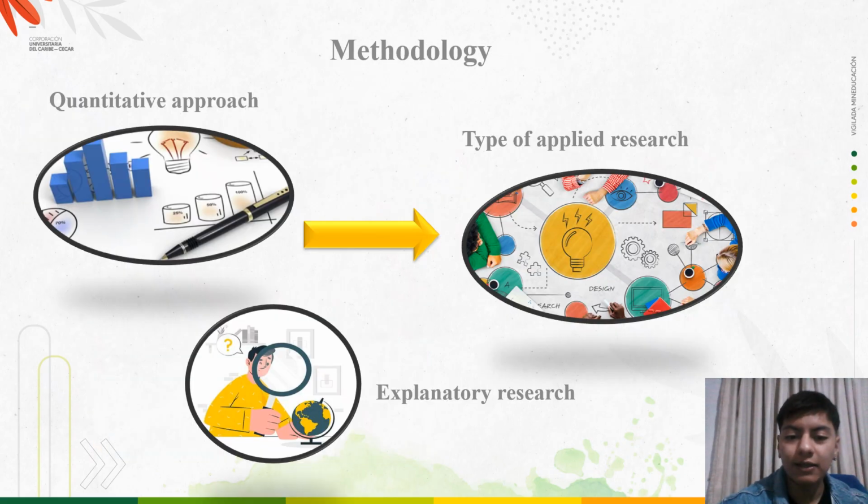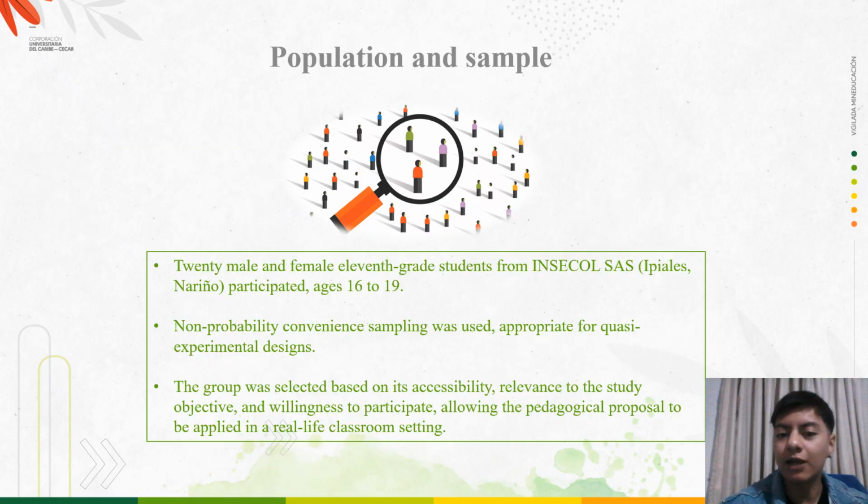Methodology. This is a quantitative, applied, and explanatory study. Quantitative because it measures the impact using concrete data. Applied because it solves a real classroom issue. And explanatory, it explores why and how the strategy works. It compares before and after results to provide a reliable and practical analysis. Population and sample. The group was selected for its accessibility, relevance, and willingness, enabling real-life classroom application.